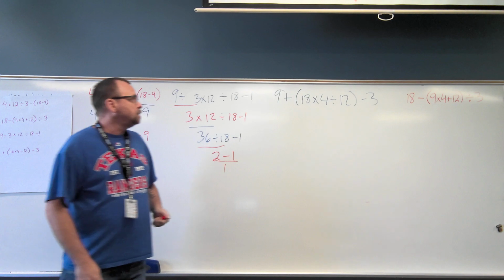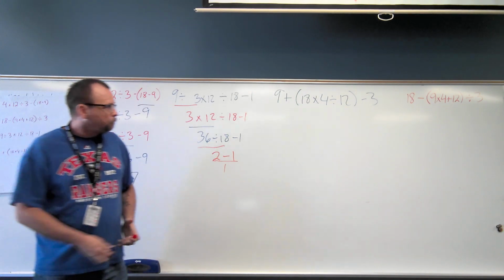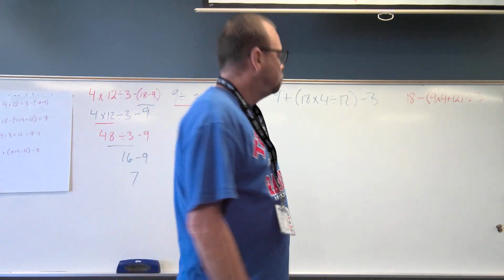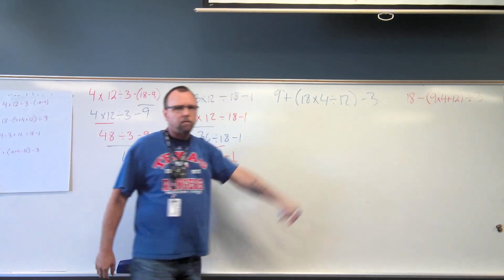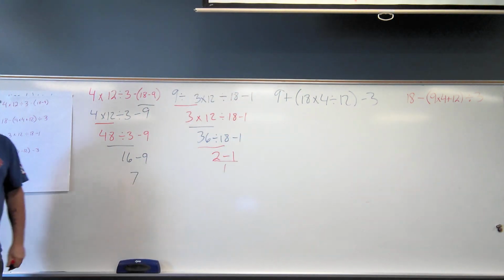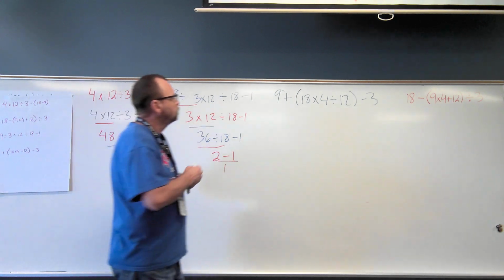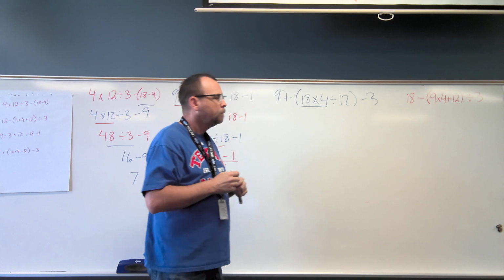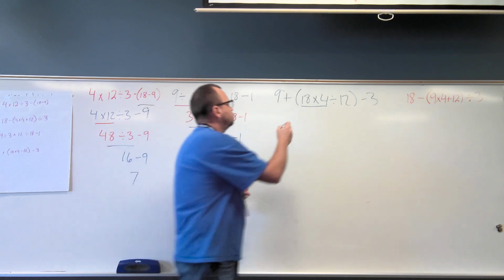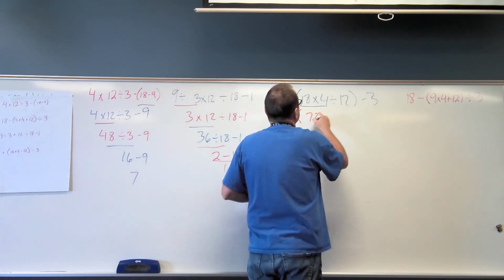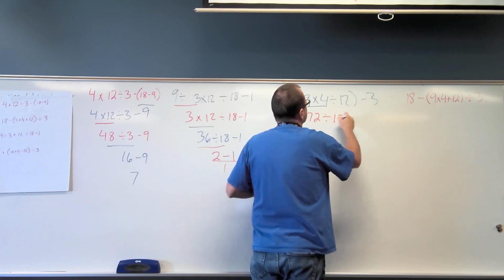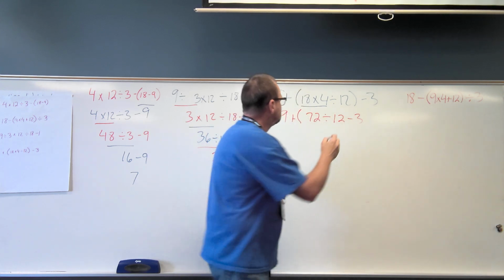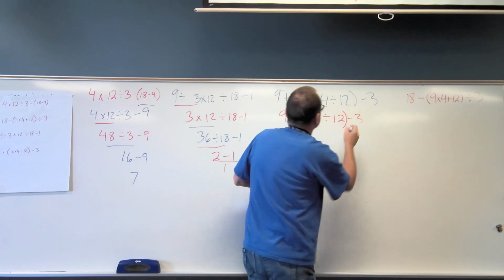Now we're on 9 plus 18 times 4 divided by 12 minus 3. I like that one. So let's look at Jonah. What is my first step in this problem? 18 times 4. And 18 times 4 is what, Jonah? 72. We're still inside the parentheses there. 72 divided by 12 minus 3, 9 plus. Thank you, Jonah. This is still there.